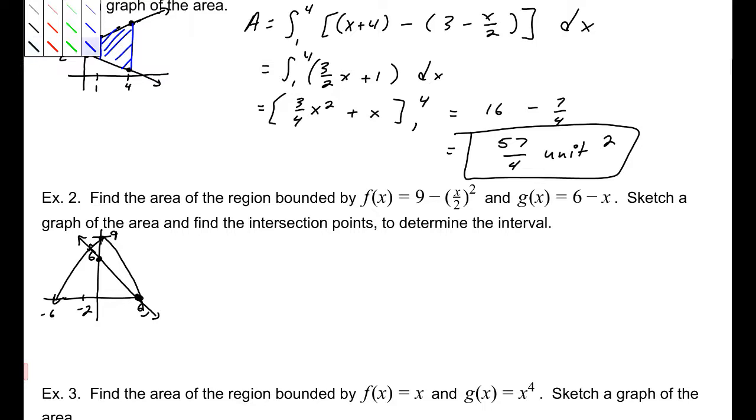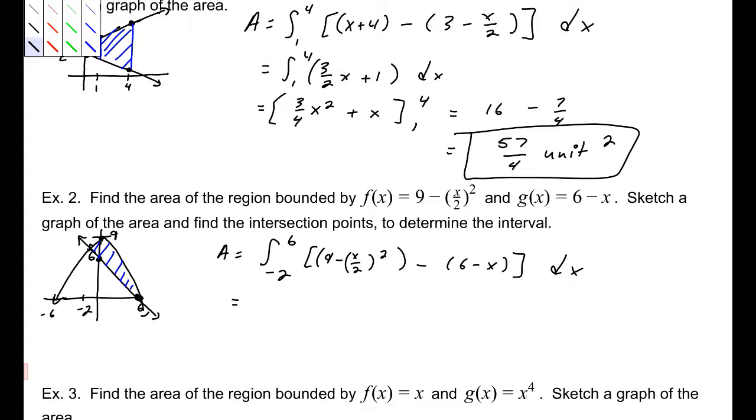So the region that I am determining the area of is from -2 to 6 of, now let's see, f of x is above, which is our stipulation, so this is 9 minus (x over 2) squared, I'm going to have lots of parentheses here, minus (6 minus x) dx. Now this will work out to be negative 1/4 x squared plus x plus 3. And that should be a -1/4 actually. That's 1/4 negative, and then we have plus x, yes.